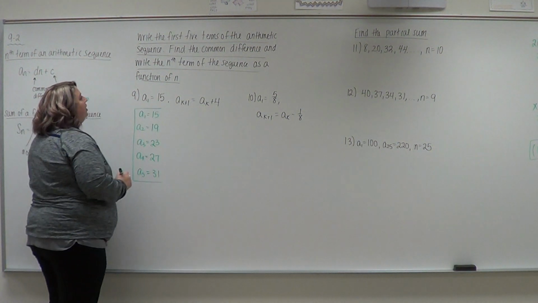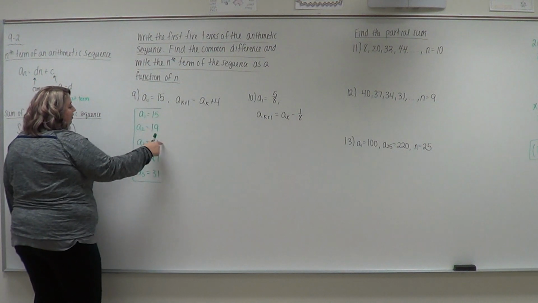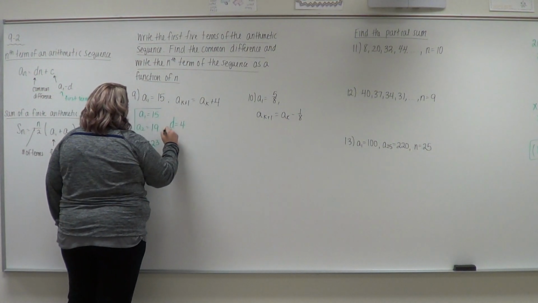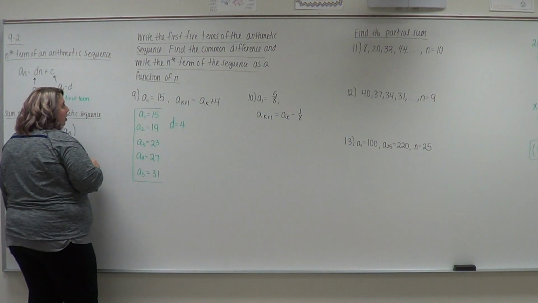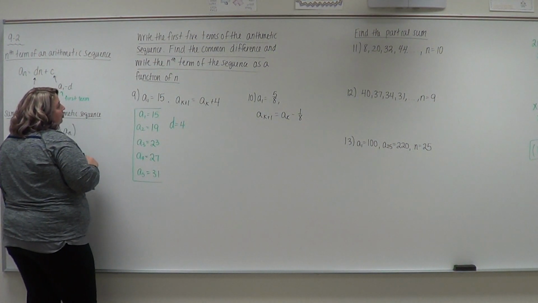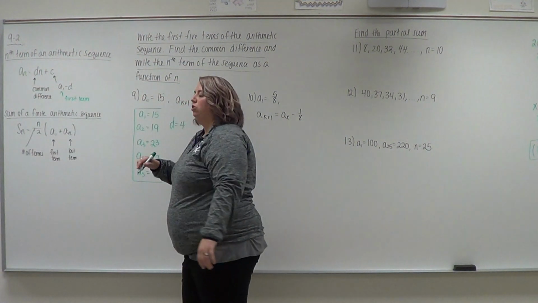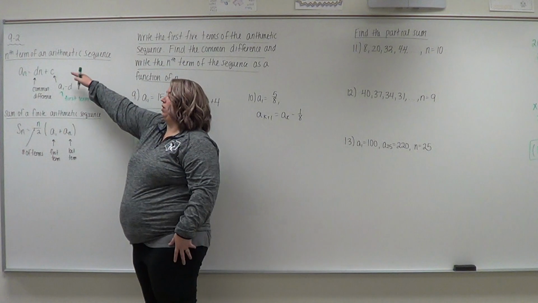Then it says find the common difference. So let's see, what am I adding every single time? Well, that means my common difference is 4, because that's what I'm adding every single time. And it says write the nth term of the sequence as a function of n. This is when you're writing equations. So now we're going to take this information and write an equation.